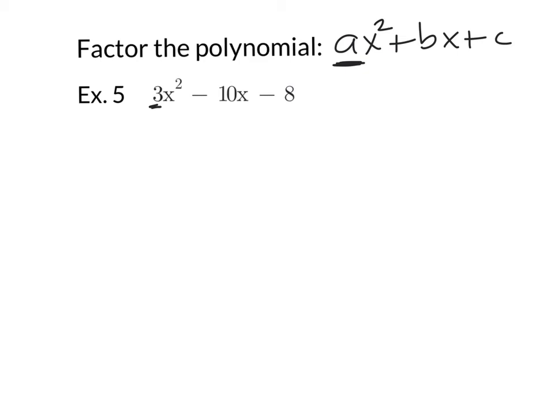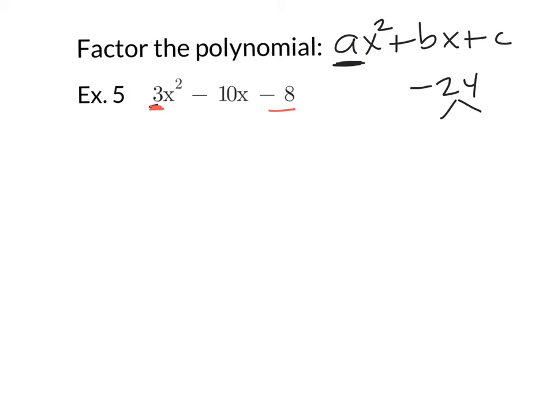And to do this problem using grouping, we're going to start by multiplying our leading coefficient, our coefficient of the x squared term, times the constant term. So in this case, we're going to take this 3, which is the coefficient of the x squared term, and multiply it by the constant term. 3 times negative 8 is negative 24. Let's just write it over here to the side. And then what we're going to do is try to find factors of negative 24 that add up to negative 10. So a little bit of trial and error.